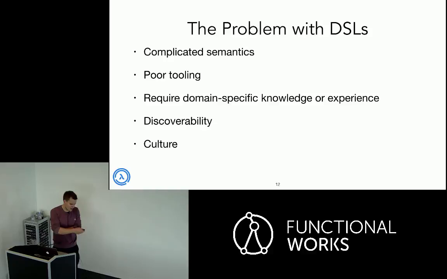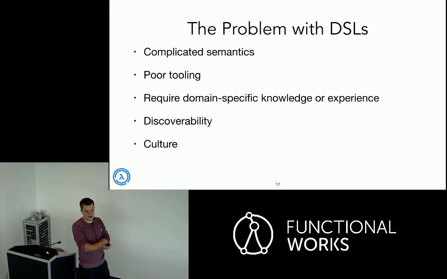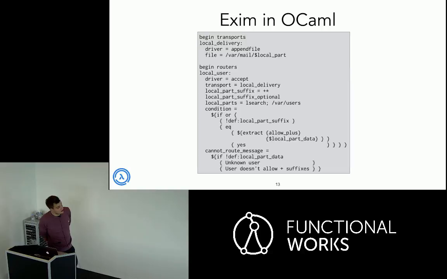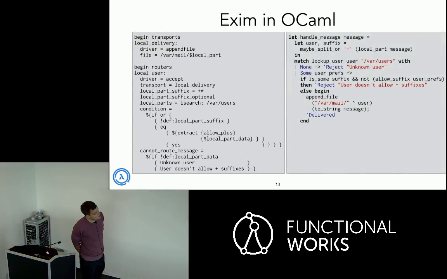The frustrating part about all this is that it feels like we are running into a problem we've already solved somewhere else, right? We have a thing that has great, well-understood semantics and good tooling and great discoverability and a good culture. It's our programming language, right? So what happens if you were to just write Exim's configuration in OCaml? That would be pretty easy, and it would be easily readable if you know OCaml.